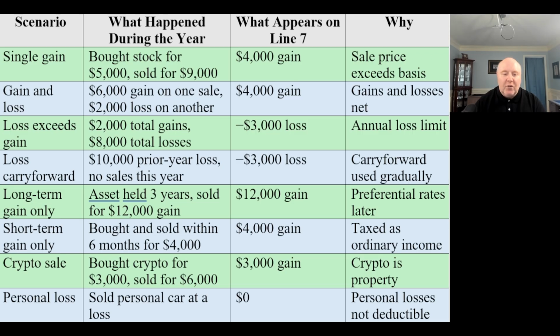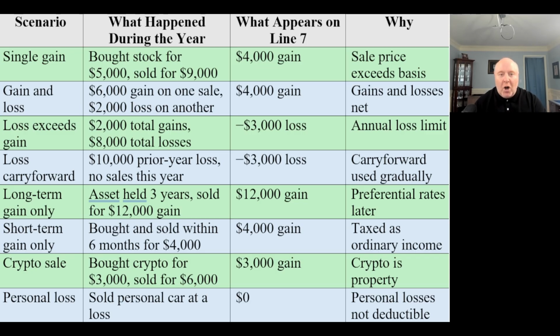And here's a personal asset. You sold a personal car at a loss. All right, so personal assets are done a little bit differently. You have a personal asset, it's a capital asset. If you sell it for a gain, you have to pay taxes on it. If you sell it for a loss, IRS doesn't want to hear about it. You don't get to deduct a loss on a personal asset. Okay, so if you sold that car for a loss, doesn't matter. You're not going to be able to deduct it.